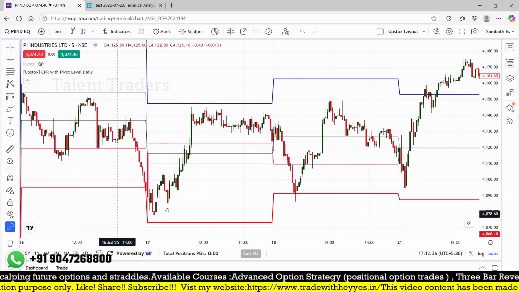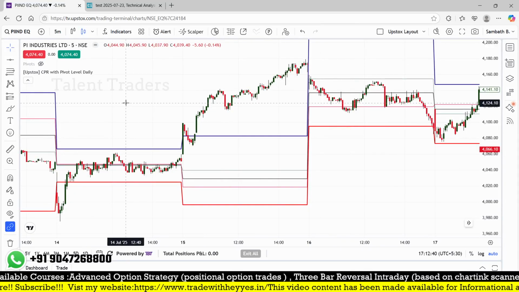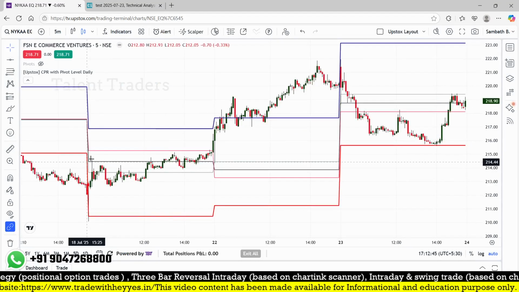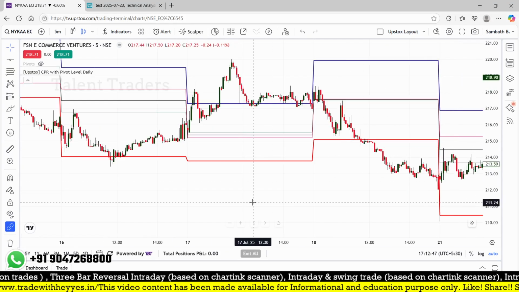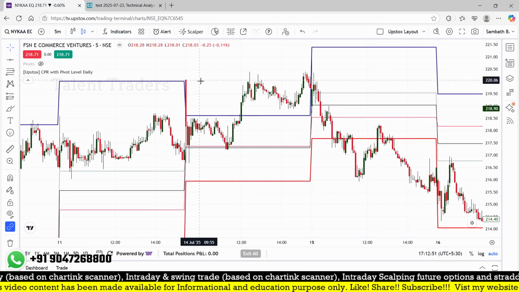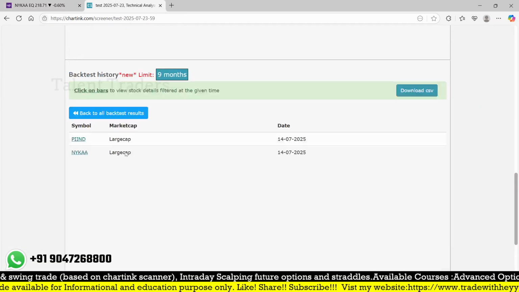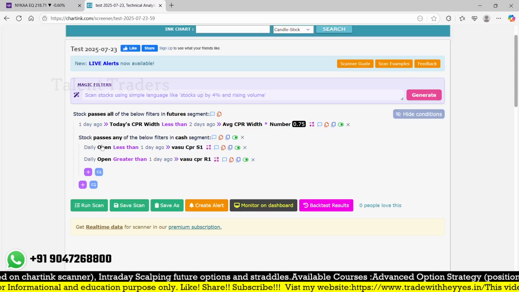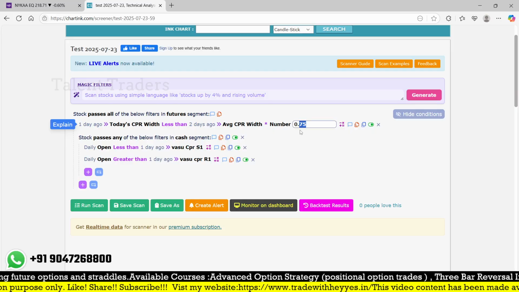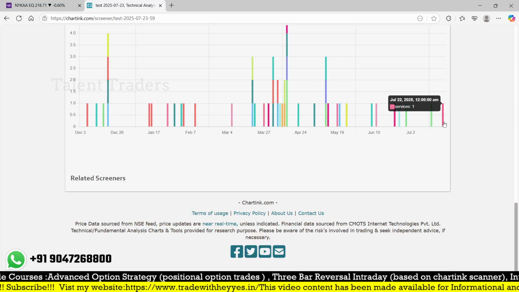It started below. Okay, NYKA 14.7. That opened higher. So in the same scanner, we are able to find it out. So open above the higher level as well as the lower level along with this. If you want to reduce the number and narrow the probability, you can change the number and you will get very few stocks.